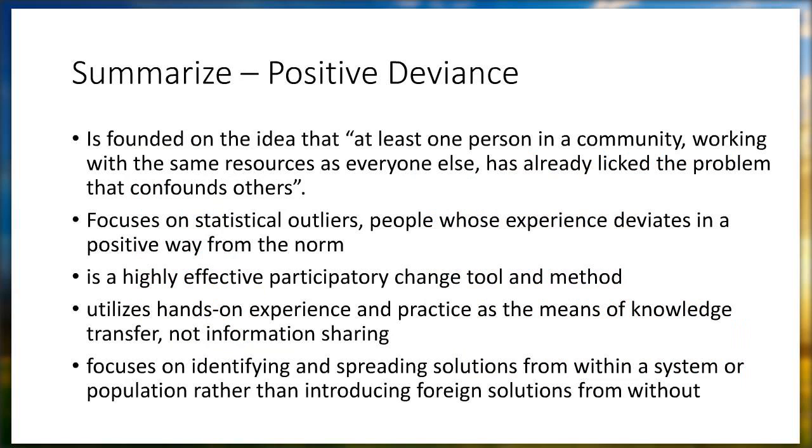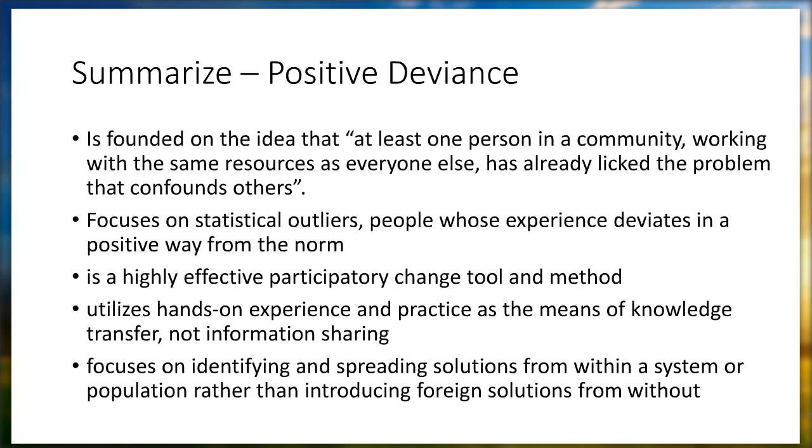Let's summarize what we've discussed so far. Positive deviance is founded on the idea that at least one person in a community working with the same resources as everyone else has already licked the problem that confounds others. Positive deviance focuses on statistical outliers, people whose experience deviates in a positive way from the norm. Positive deviance is a highly effective participatory change tool and method. Positive deviance utilizes hands-on experience and practice as the means of knowledge transfer, not information sharing. Positive deviance focuses on identifying and spreading solutions from within a system or population, rather than introducing foreign solutions from without.